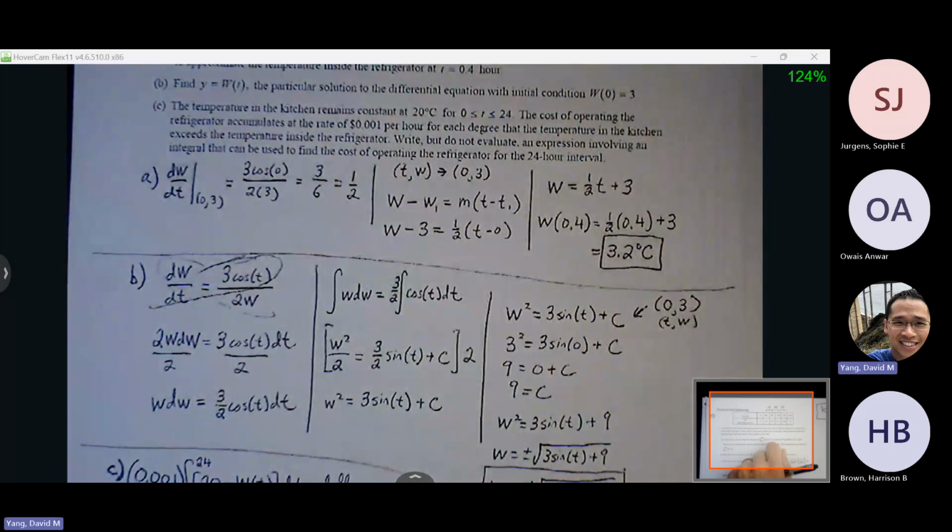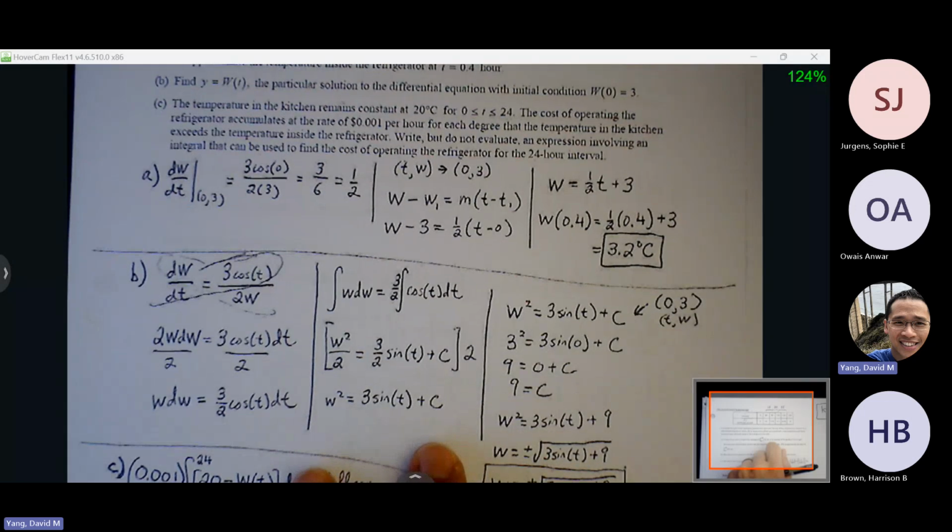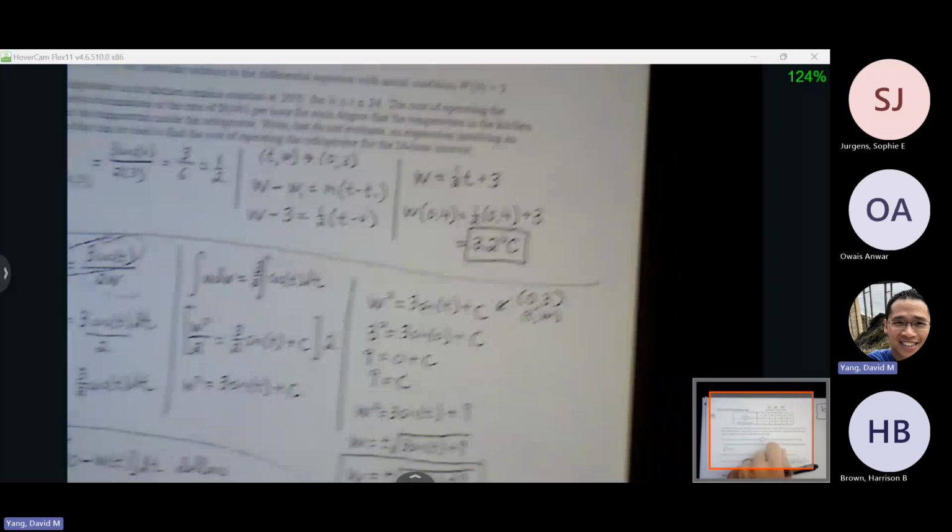Part C, the temperature in the kitchen remains at a constant 20 degrees Celsius between 0 and 24 hours. The cost of operating the refrigerator accumulates at a rate of 0.01 per hour for each degree the temperature exceeds the temperature inside the refrigerator. But do not evaluate an expression that involves an integral that can be used to find the cost of operating the fridge for the 24-hour interval.